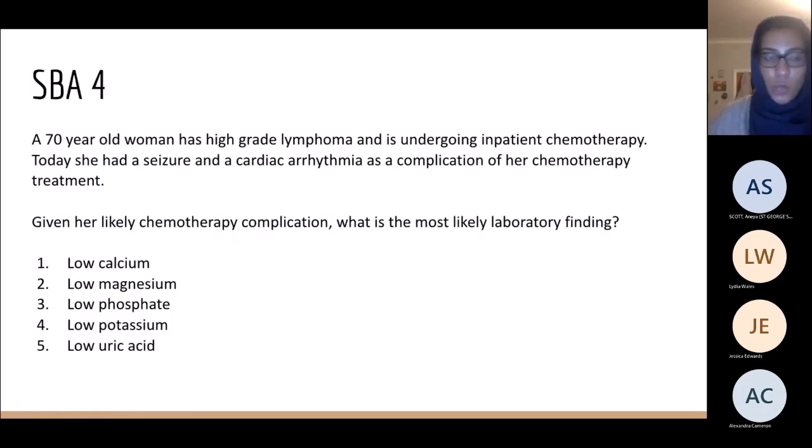SBA4, a 70-year-old woman has high-grade lymphoma and is undergoing inpatient chemo. Today, she had a seizure and cardiac arrhythmia as a complication of a chemotherapy treatment. Given her likely chemotherapy complication, what is the most likely laboratory finding? I'm going to give you guys about 30 seconds for this. It's a bit of a hard one.